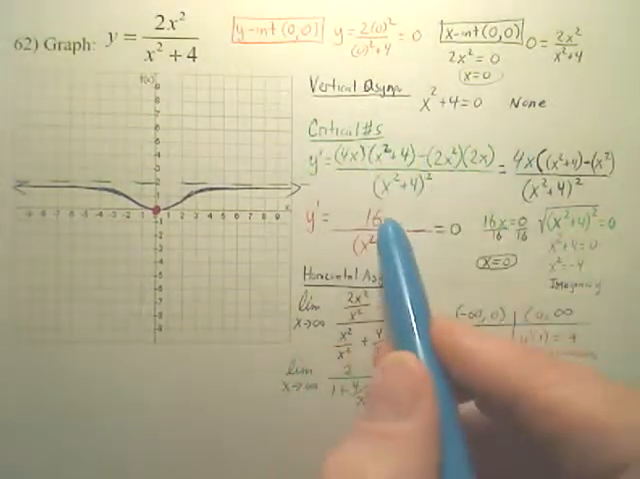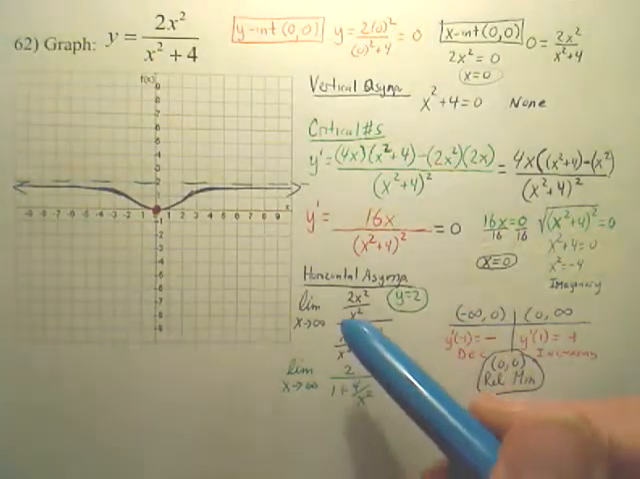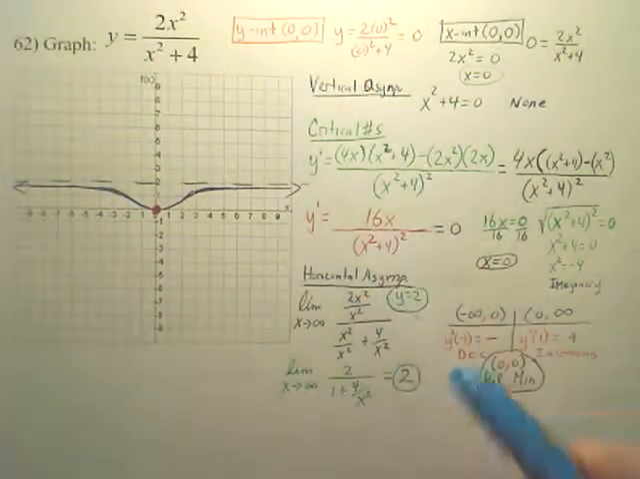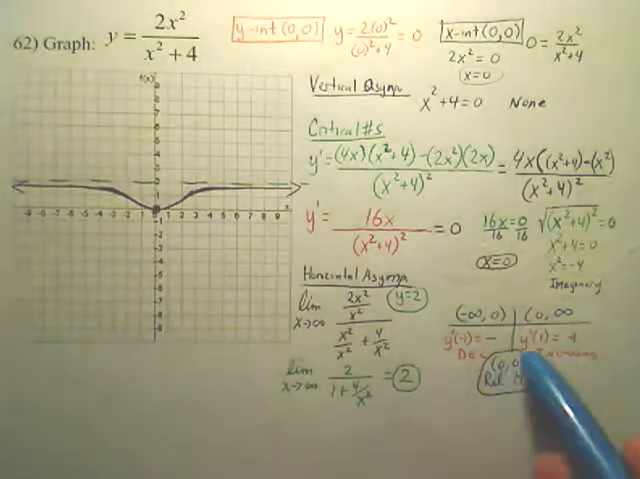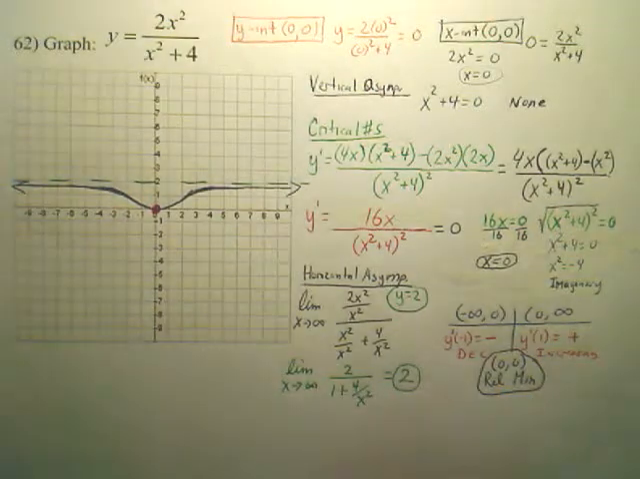But remember, for critical numbers, you set the top and bottom equal to 0. Make sure you look for vertical and horizontal asymptotes. Make your little table to find out how the intervals are working and to see if it's actually a relative max or relative min.